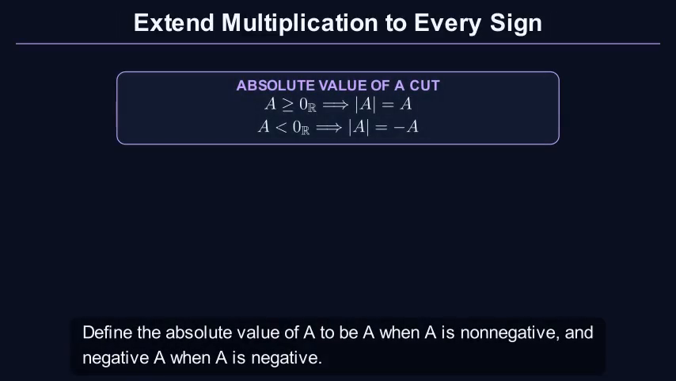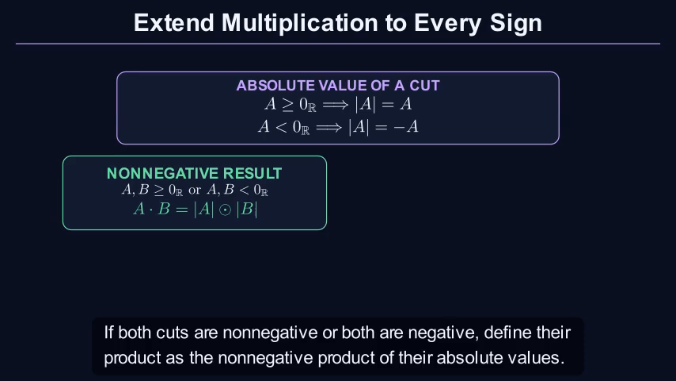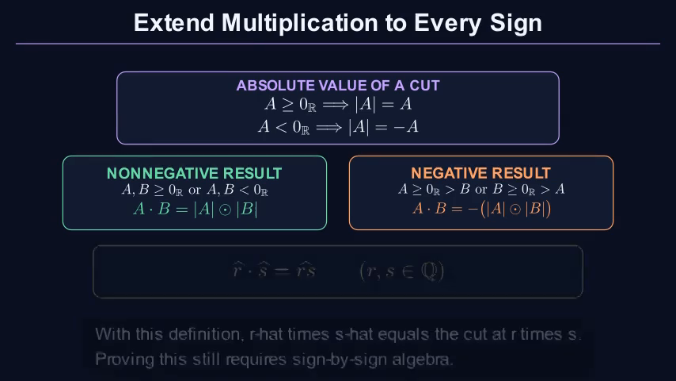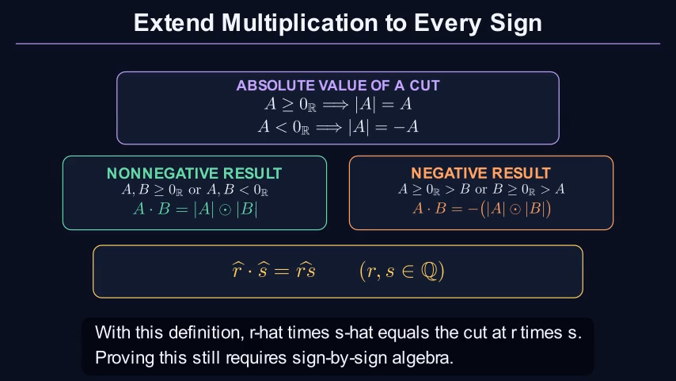Define the absolute value of A to be A when A is non-negative, and negative A when A is negative. If both cuts are non-negative or both are negative, define their product as the non-negative product of their absolute values. If one cut is non-negative and the other negative, take the additive negative. 0 times a negative cut remains 0. With this definition, R hat times S hat equals the cut at R times S. Proving this still requires sign-by-sign algebra.